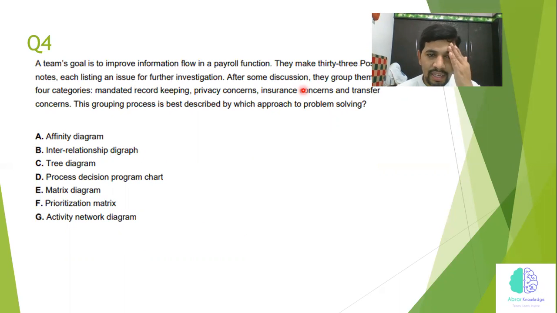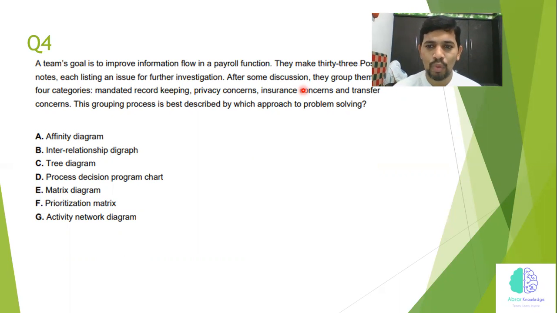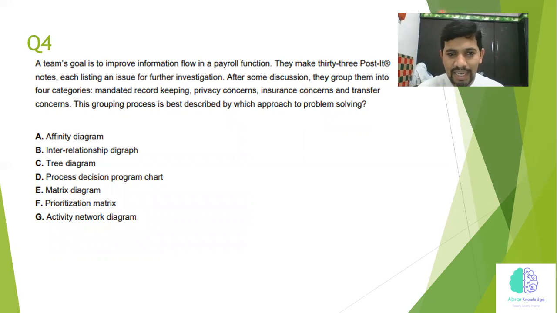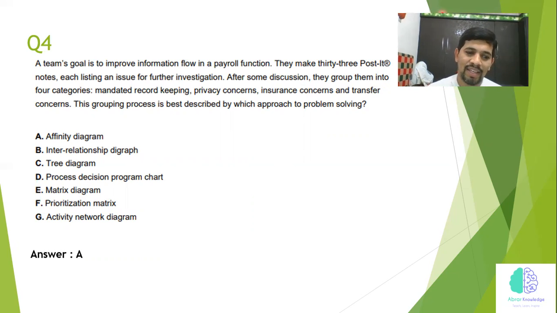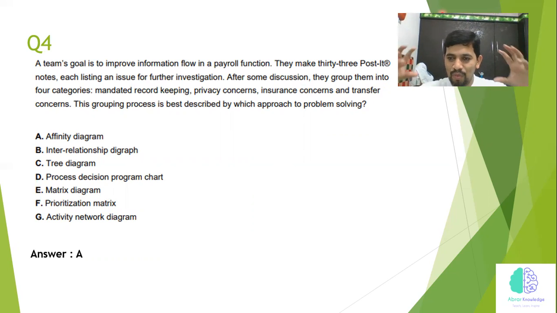Fourth one. A team's goal is to improve the information flow in the payroll function. They make 33 Post-it notes, each listing an issue for further investigation. After some discussion, they group them into four categories: mandated record keeping, privacy concerns, insurance, and transfer concerns. So there are four issues. They group them into four things, and this grouping process is best described by which approach to problem solving? Answer is affinity diagram. You have a lot of ideas, you want to group them, then the affinity diagram is very, very powerful.